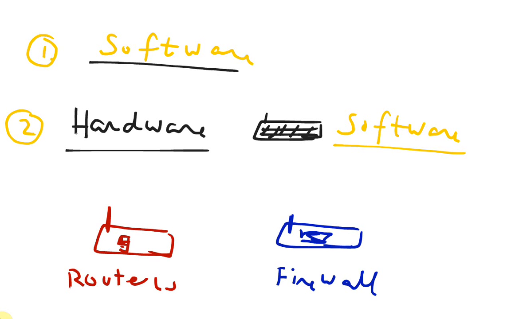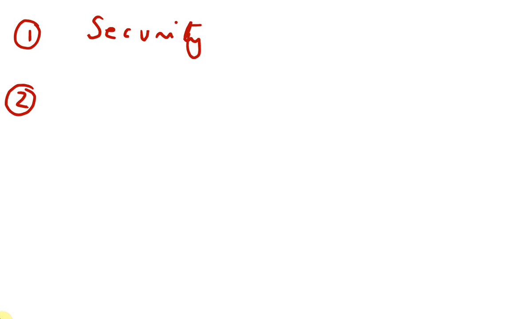Now we will discuss two main purposes of the firewall. One, as we have already discussed, is that we use firewalls for security reasons, to secure our network. And the second purpose of firewalls is network administration.